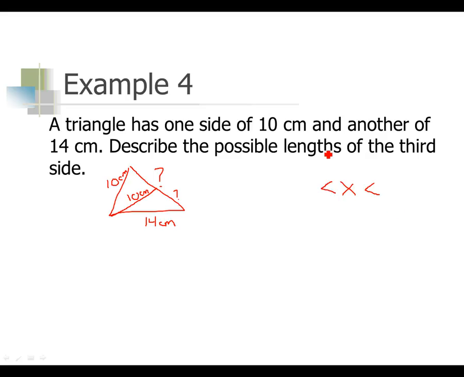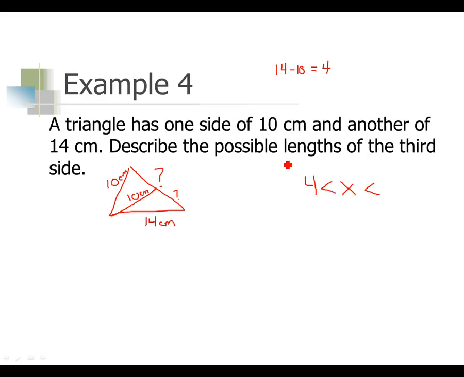To figure out what it can't be as far as the number on the lower bound, you can just subtract the two numbers you have. Because if you do 14 minus 10, you get 4. Our triangle can't have that third side being 4, because 10 plus 4 is 14. It can't be equal. So if I write it this way, I'm saying x is greater than 4. So 4.5 would be valid, and that would work.